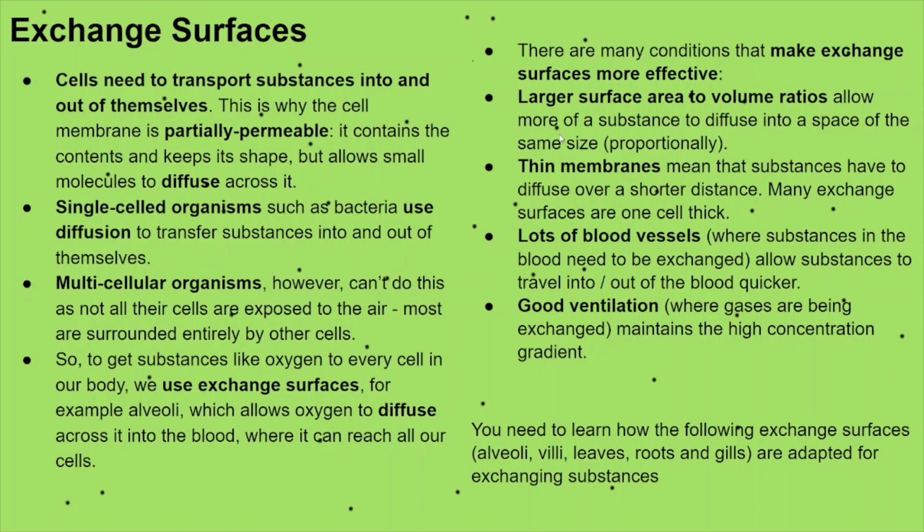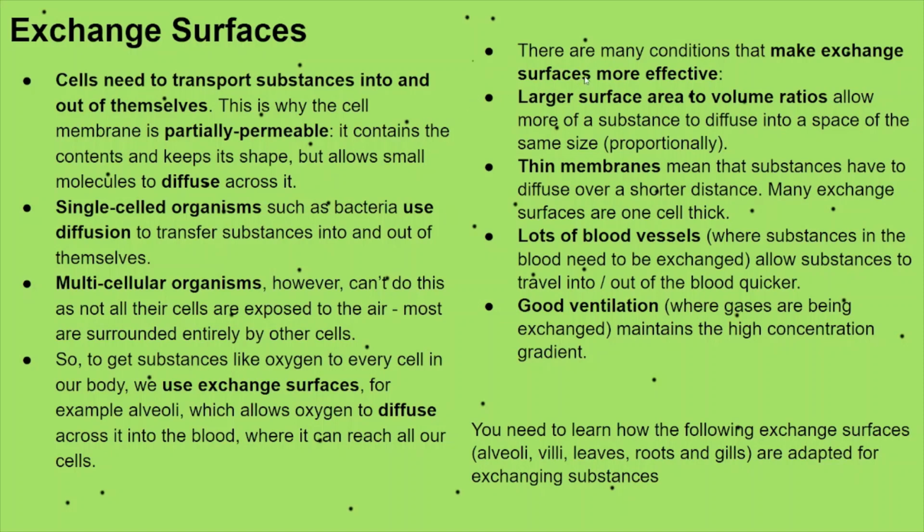So now we're going to look at the need for exchange surfaces. While single-celled organisms like bacteria rely on diffusion to get substances into and out of the cells, we, because we're multicellular, can't do this, because lots of our cells aren't exposed to the air, so we can't just absorb oxygen because our cells don't have access to any. So we need exchange surfaces and systems of transport. This is why our cell membranes are partially permeable.